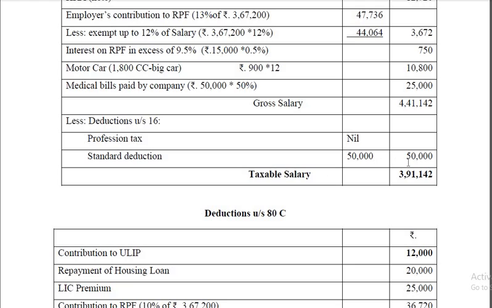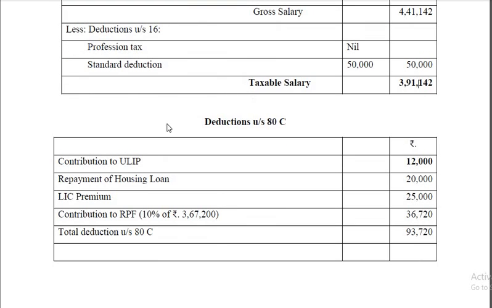Alright, deductions. Professional tax is nil. Standard deduction is 50,000, so only 50,000. Standard deduction is under section 16(1). Then entertainment allowance, section 16(2), which is not applicable here. Then section 16(3), professional tax, nil here. So 50,000 only. So the taxable salary is 3,91,142.